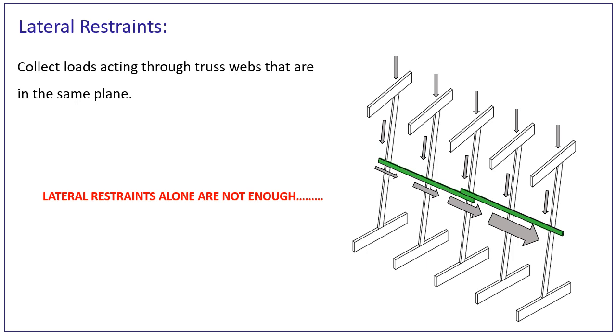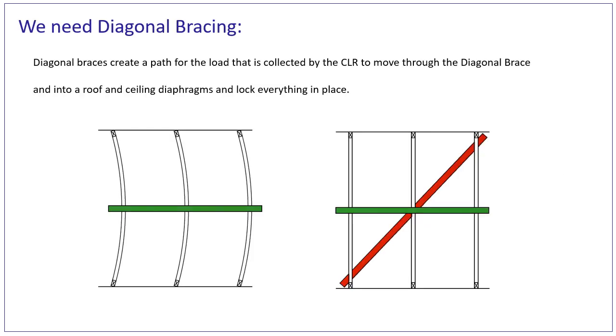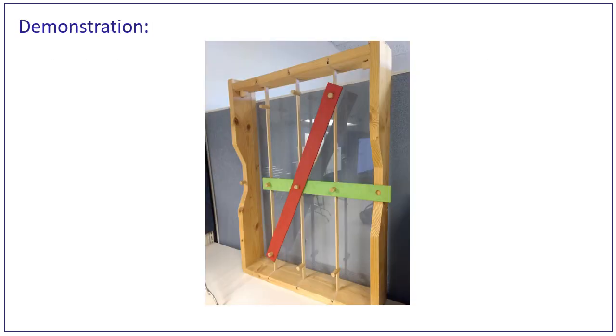Lateral restraints collect loads acting through truss web members that are in the same plane. Lateral restraints alone are not enough. We need diagonal bracing. Diagonal bracing creates a path for the load that is collected by the CLR to move through the diagonal brace and into the roof and ceiling diaphragms and locks everything into place. The next couple of slides will demonstrate the laterals and diagonals.